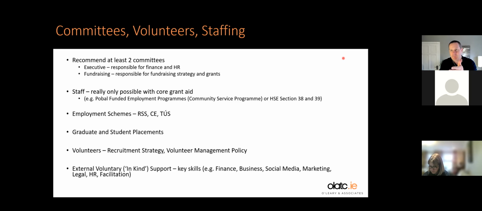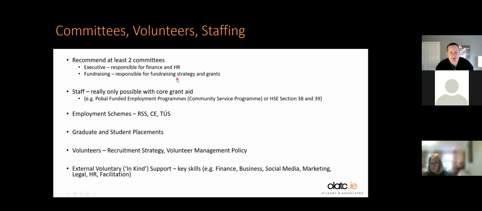Now, you might only have a small board of management, so that's what I'm saying. There's no point having 10 committees if it's the same people in every meeting. If it's only a couple of people, you'll be doing nearly everything in the one group anyway. But again, if you have more than one, it allows you to bring additional people into the organization.